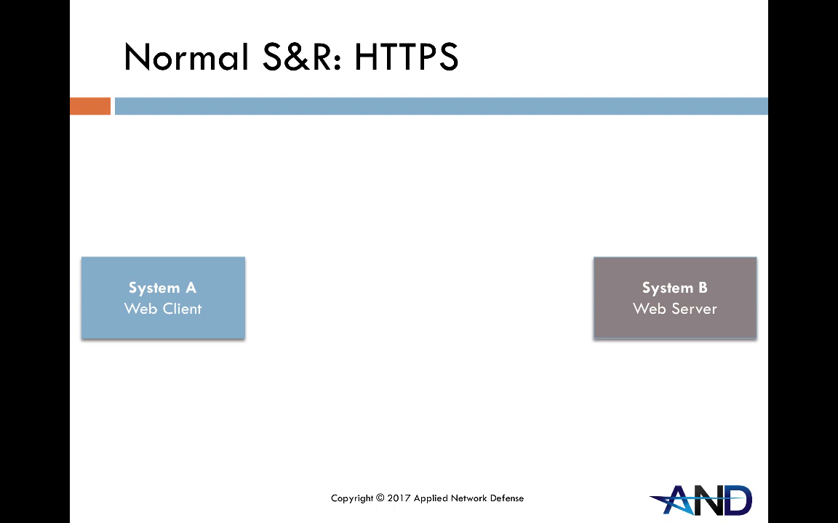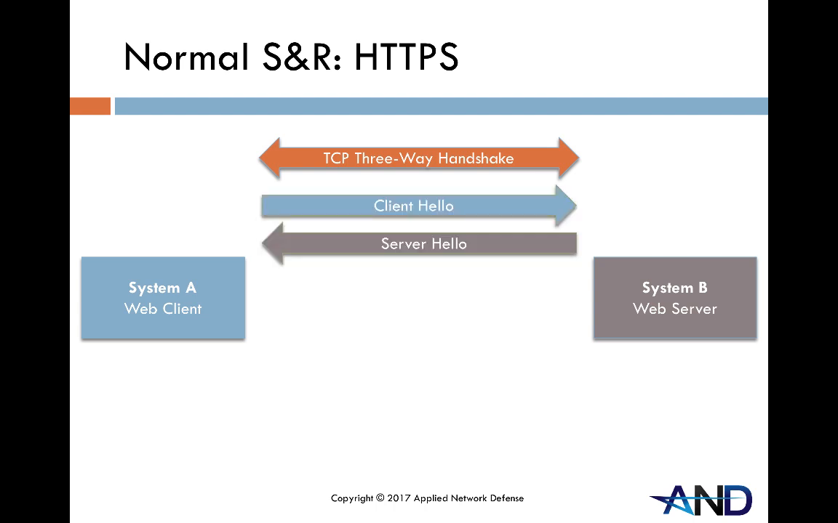Now, for normal stimulus and response to HTTPS, here we have an example of a web client and a web server, and the web client is connecting to the web server, making a request via the HTTPS protocol, probably to port 443. That's the standard port being used. Now, nothing changes in that we're riding on TCP as our transport layer protocol. So we begin with the TCP three-way handshake, which I've condensed here, and we don't need to talk about that. We know what that is by now. Now, what happens after this is the client and server hello process.